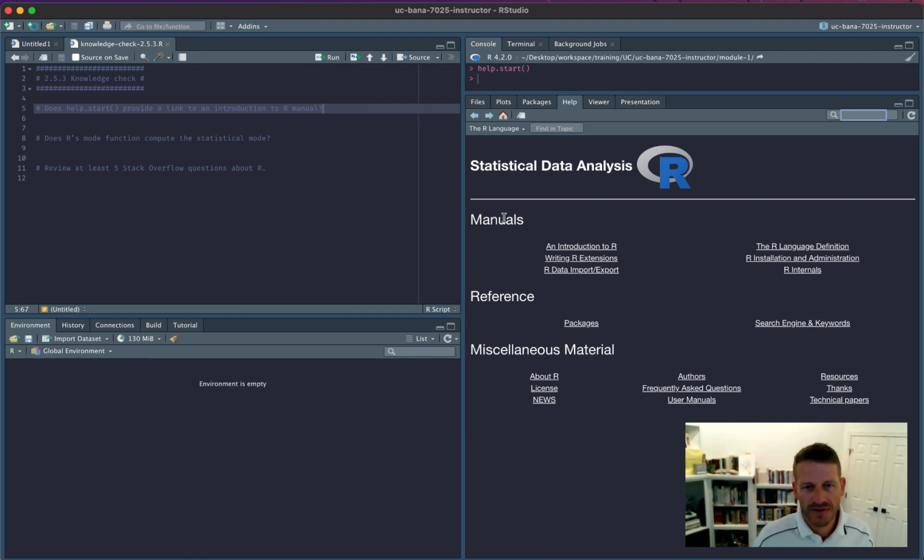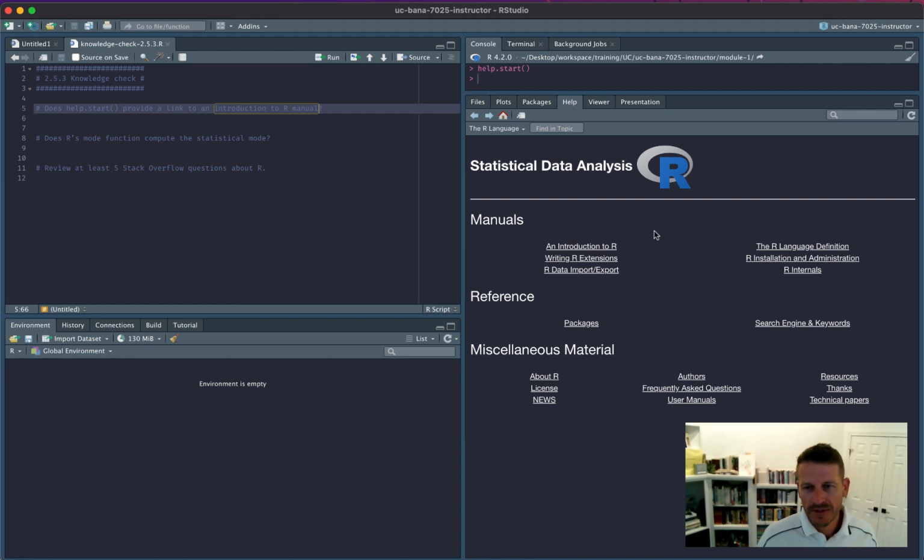information. We have several what they call manuals. Think of these as like tutorials. There's an introduction to R, which was the main question here. Does it provide a link to an introduction to R manual? Yes, it does, but it also provides links to many other things that are worth poking around.